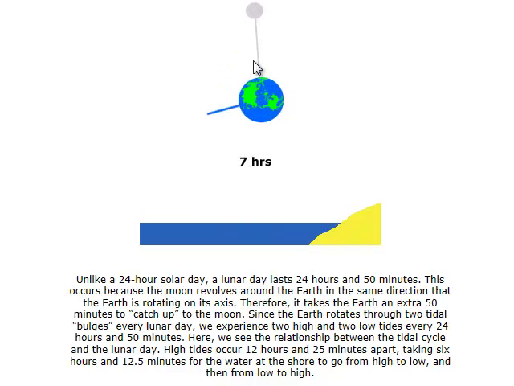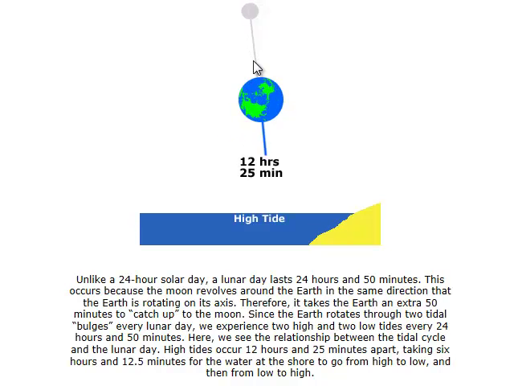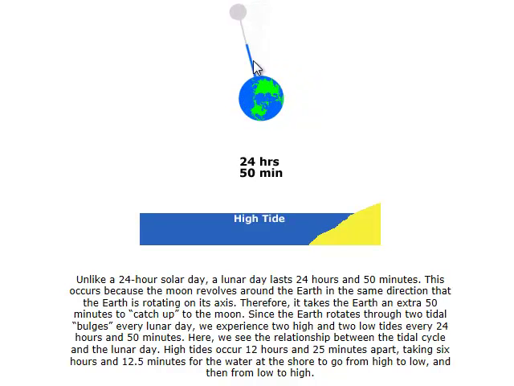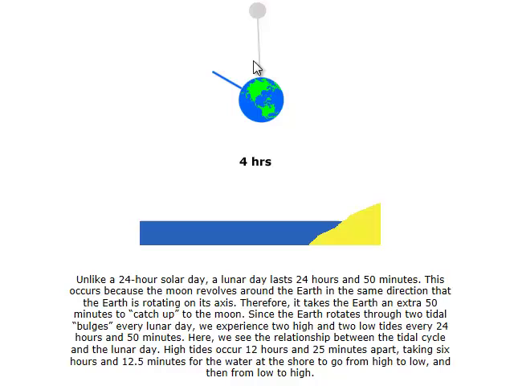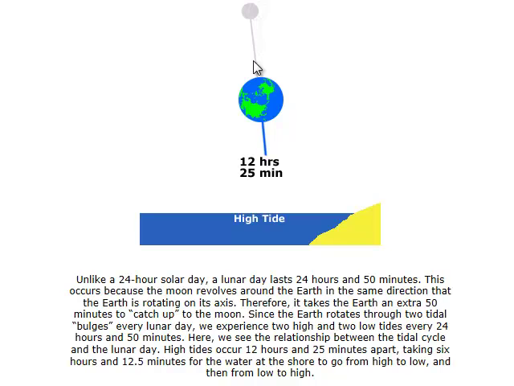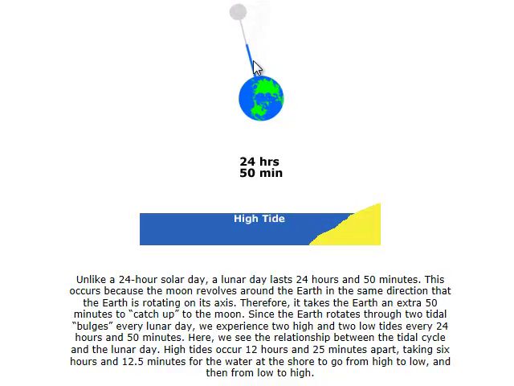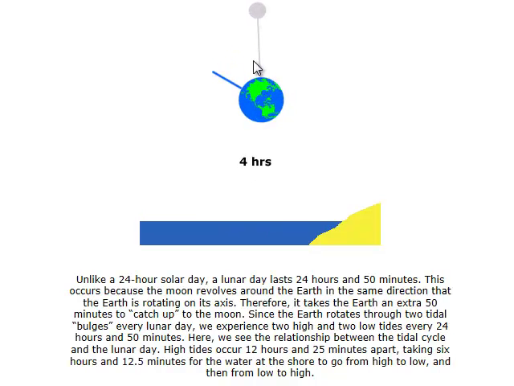So our lunar day lasts 24 hours and 50 minutes, so slightly longer than our solar day. So this is why the tides aren't at the exact same time every single day, because the lunar day is a little bit different. It's a little bit longer. And the moon is revolving around the Earth, and it takes an extra 50 minutes to catch up to the moon. So we see the Earth rotating through 2 tidal bulges every single lunar day. So when we say lunar day, we mean this 24-hour, 50-minute cycle, almost 25 hours.